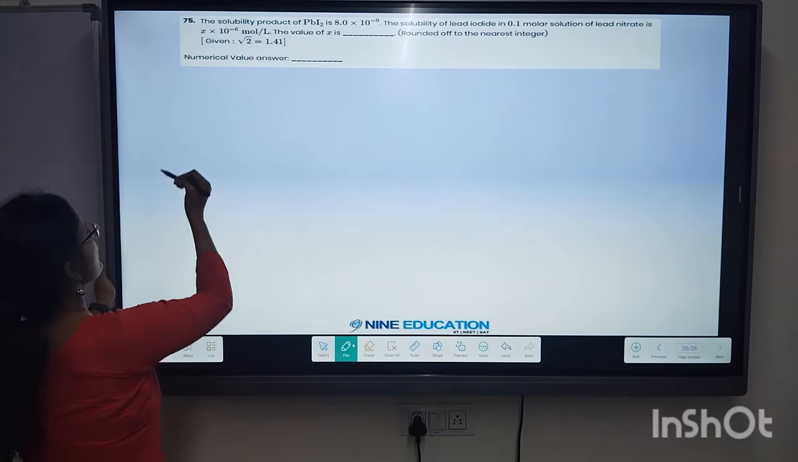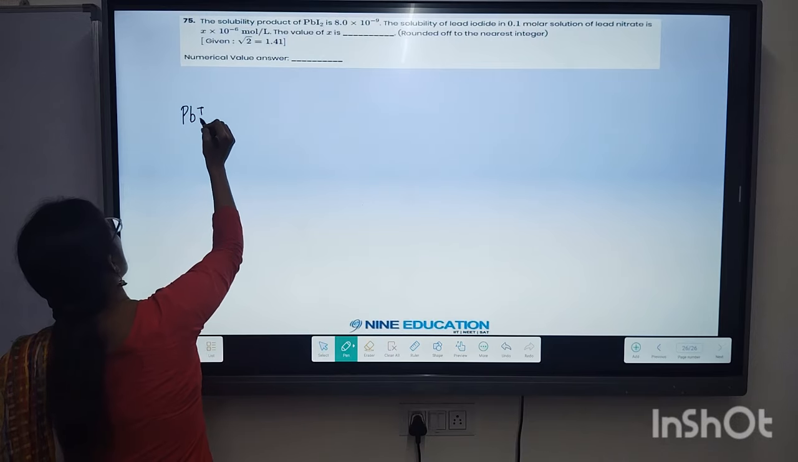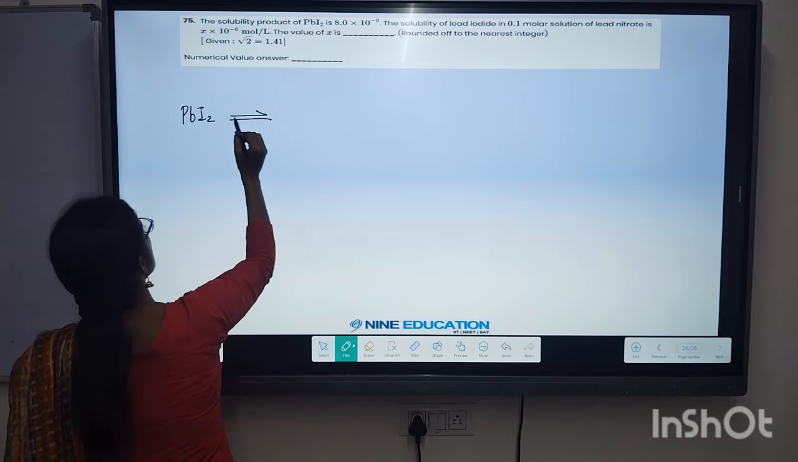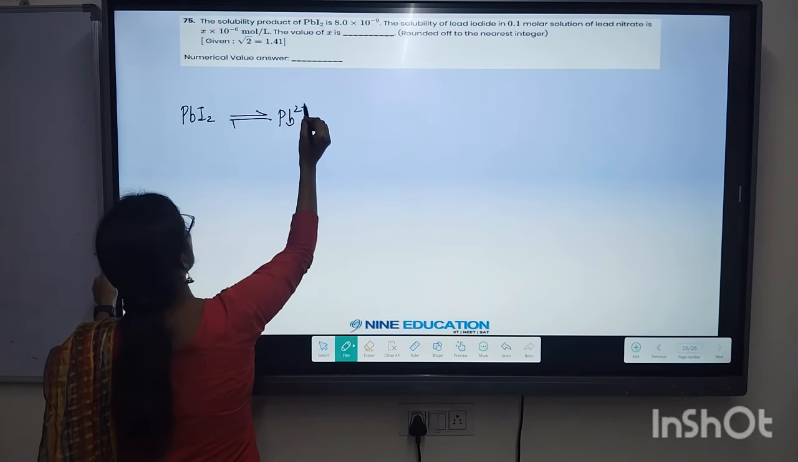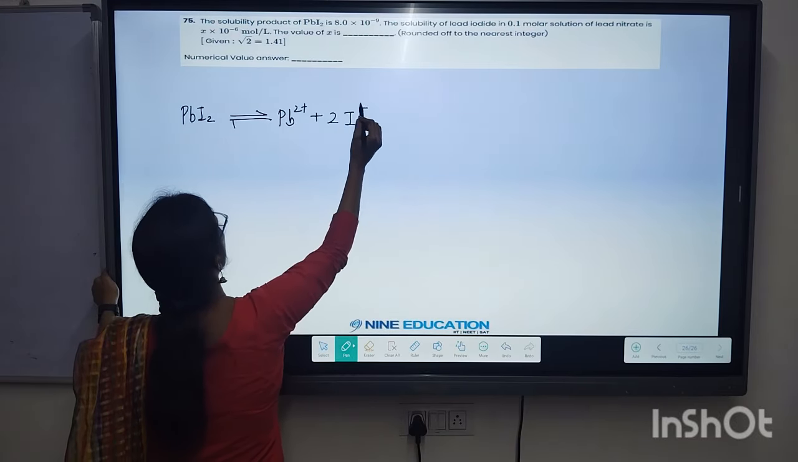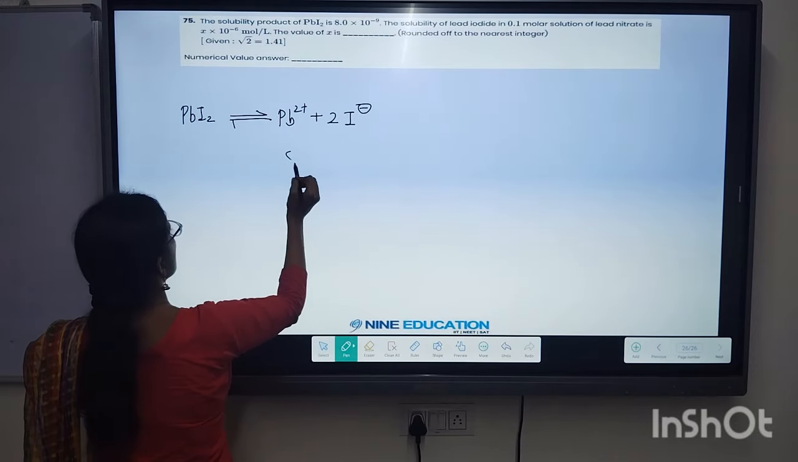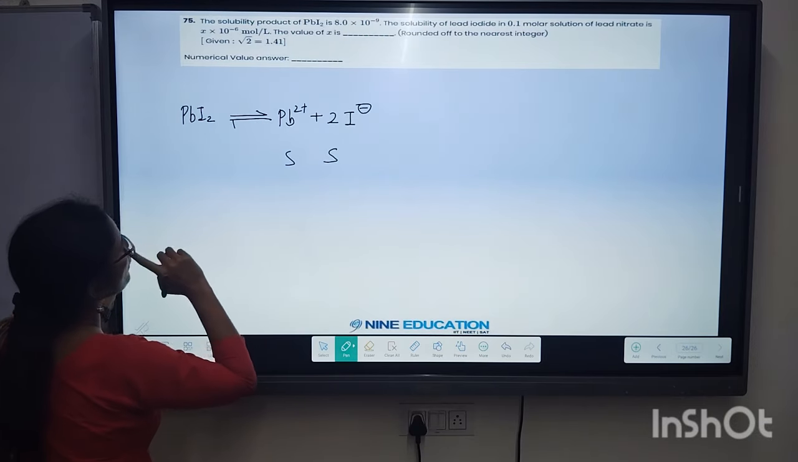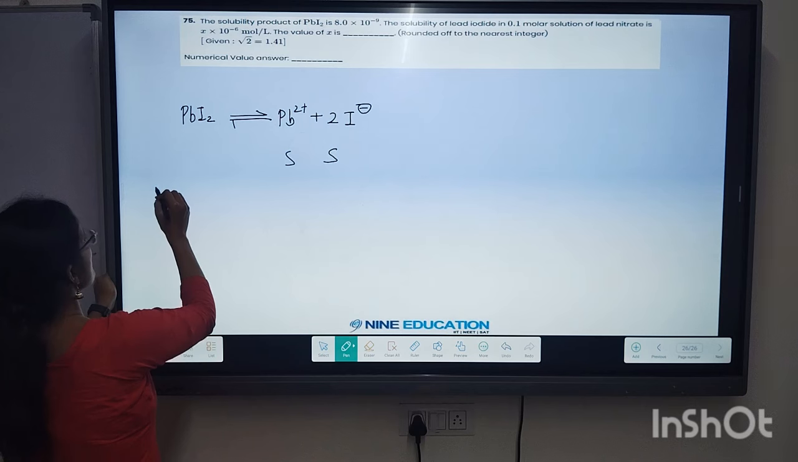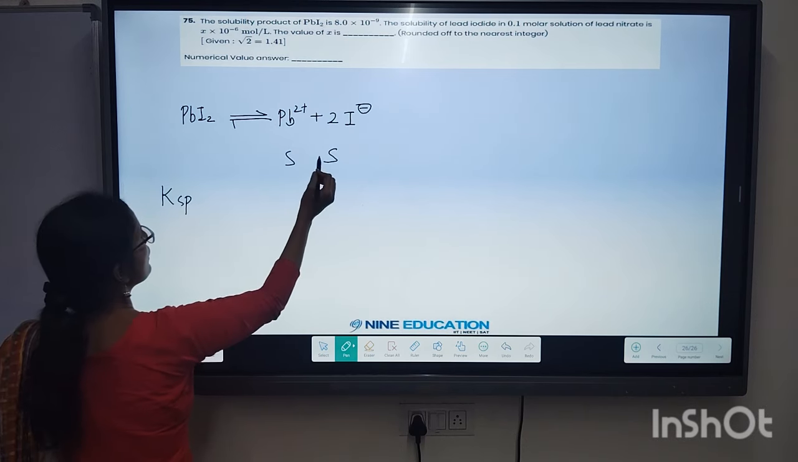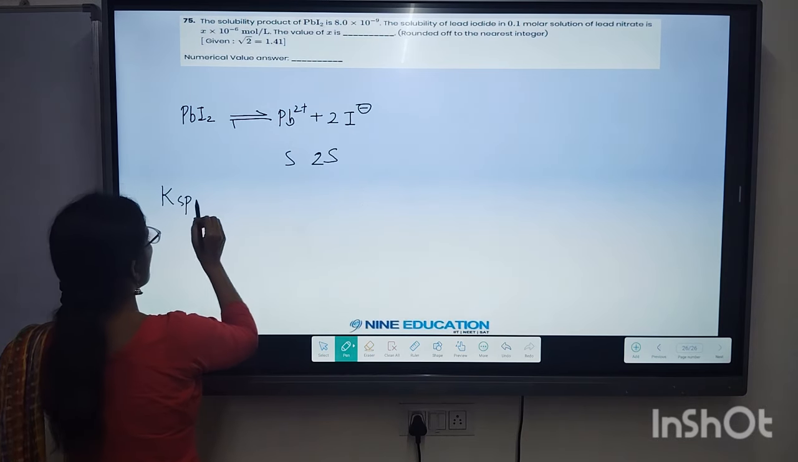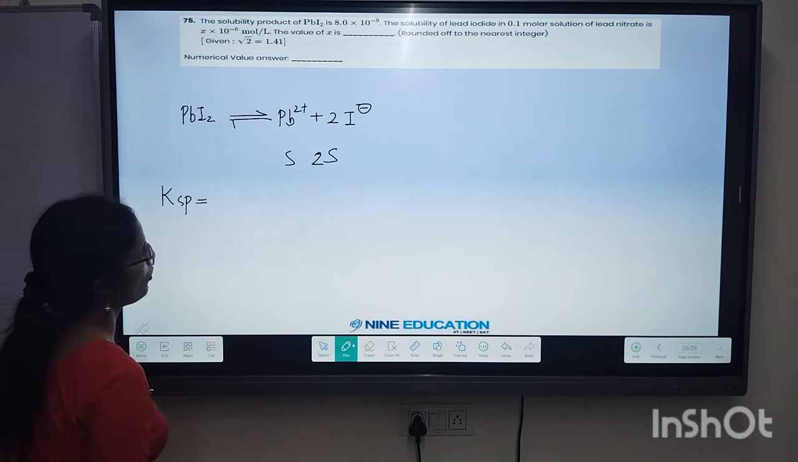Fine. So we are having PbI2, which is lead iodide. When it dissociates, it will give us what? Pb2 positive plus 2I minus. So S and 2S concentrations will be there, for which we are having a KSP value also.